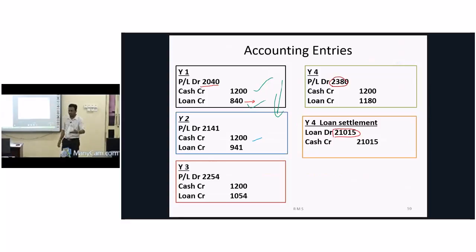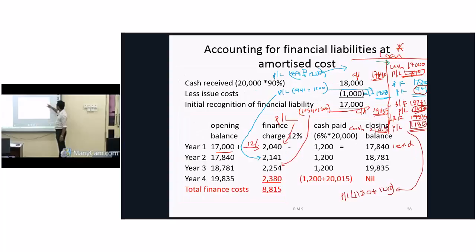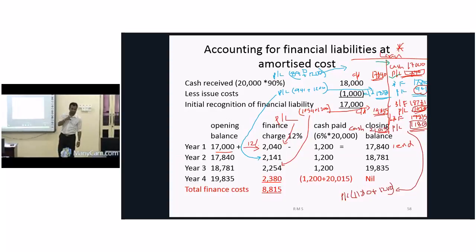At the end of each year you have to pay the loan note interest. Then look at the double entry here: 840 credit, and profit and loss account debit. It automatically goes to the profit and loss account. The total finance cost to profit and loss is 2040, and inside that 2040 this 840 is also included. So 2040 debit to PNL, credit cash 1200, credit to liability 840. Got the first double entry?